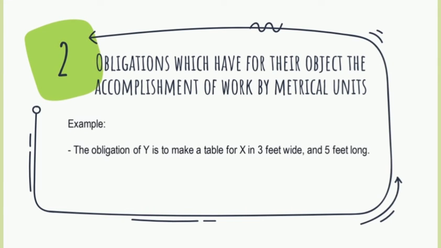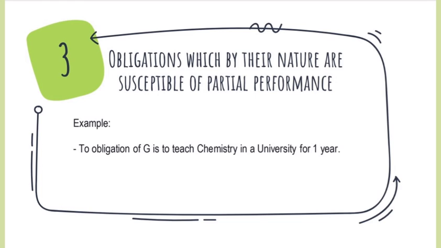Second, obligations which have for their object the accomplishment of work by metrical units. For example, the obligation of Y is to make a table for X in 3 feet wide and 5 feet long. The last one is obligations which by their nature are susceptible of partial performance. For example, the obligation of G is to teach chemistry in a university for 1 year.